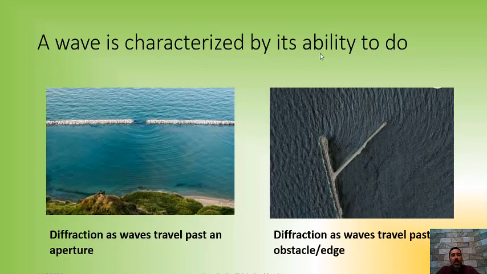And now, a wave is characterized by its ability to do diffraction. As a wave travels past an aperture, look at this picture. The wave comes parallel, and when it travels past this aperture, a circular wavefront appears. This is what we call diffraction at a surface of water when a wave travels past an aperture. Diffraction can also occur when waves travel past an obstacle or edge.